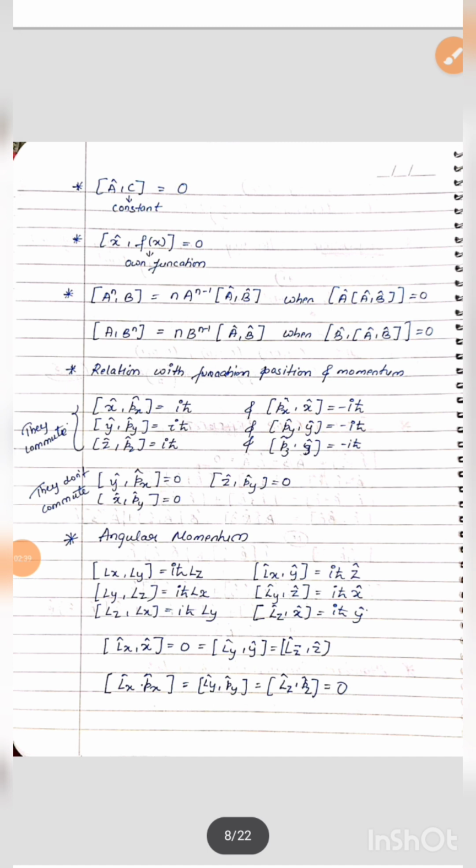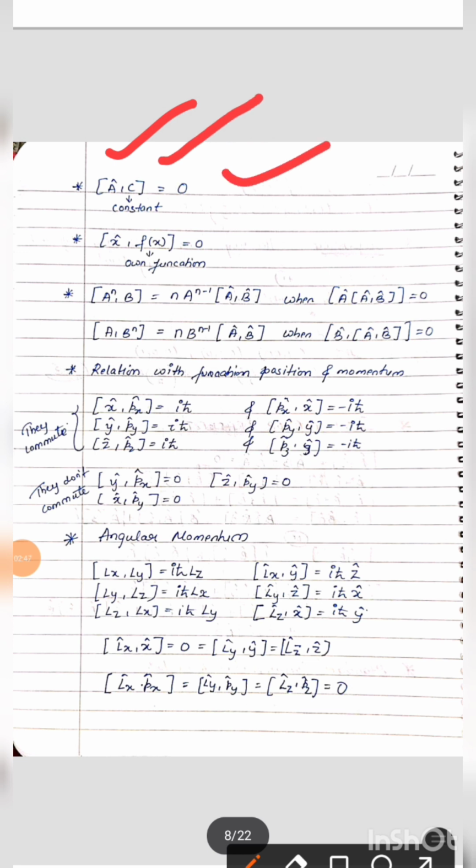Now if I take any function with C, that is a constant, then the commutator bracket is equal to 0, first thing. And another thing is any parameter, x cap with its own function, that is x cap with f of x, is equal to 0. Okay, this is the commutator bracket. If it is with respect to a constant it is 0, and with its own function it is also 0.